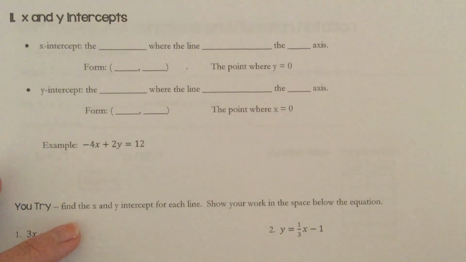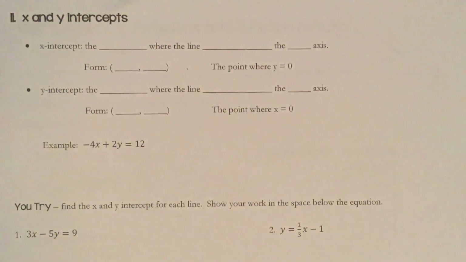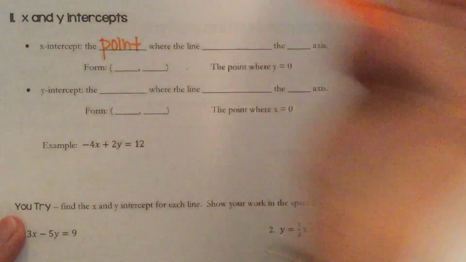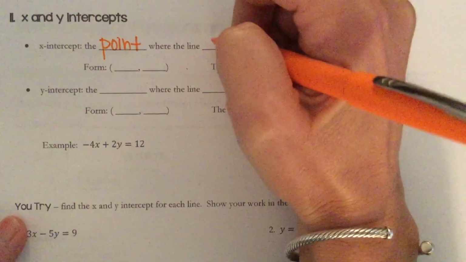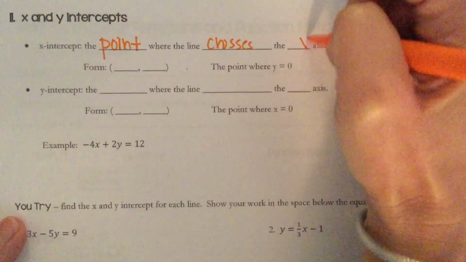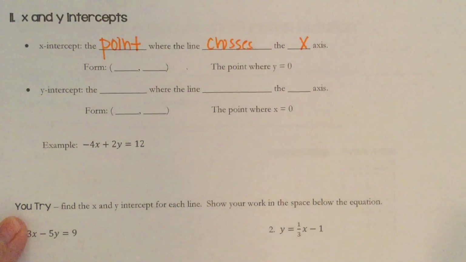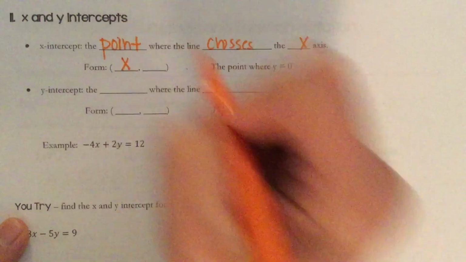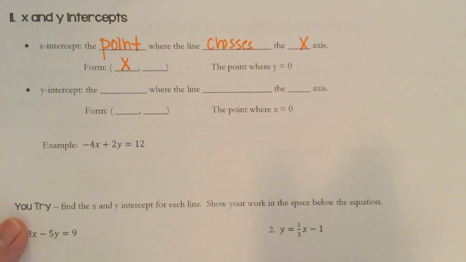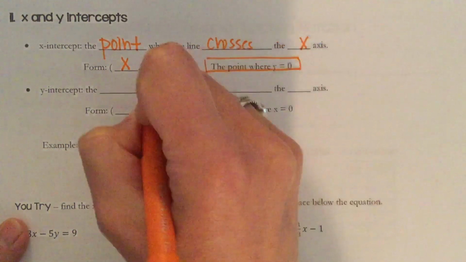The next thing we want to talk about is finding x and y intercepts. This is another method that could be used for graphing. The x-intercept is a point where the line crosses the x-axis. So a single point. Remember, points fit the form of an ordered pair. We are going to have some x value here. And when the line crosses the x-axis, the y value is equal to 0.